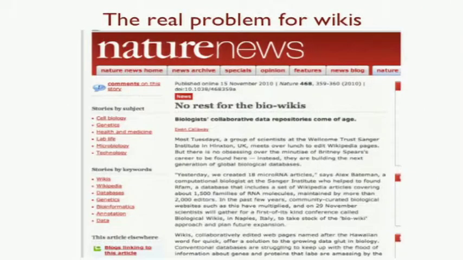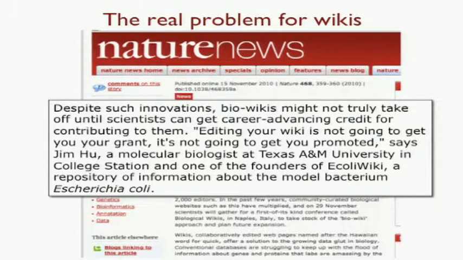The real problem was highlighted in this Nature News article about BioWikis, in which I actually got interviewed and quoted, where I basically said that nobody's going to get tenure or their grant based on the fact that they edited my wiki. Okay, so what I forgot to say to the interviewer, and this is a really bad oversight, is that we were actually working on solving that problem. And we're not solving that problem for everyone, and we're probably not solving it for most of the people in this room. But we are solving it for people who work in institutions like mine.